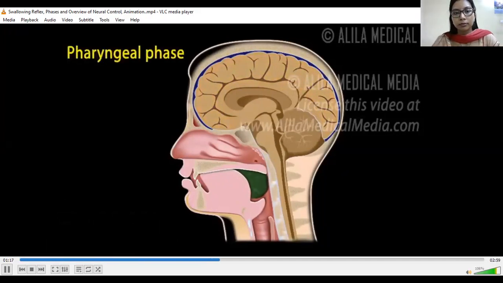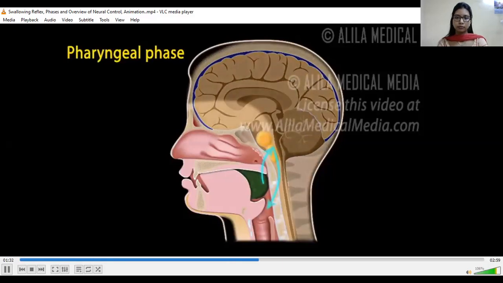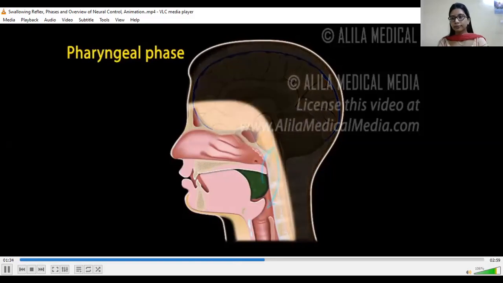Pharyngeal phase starts with stimulation of tactile receptors in the oropharynx by the food bolus. The swallow reflex is initiated and is under involuntary neuromuscular control. The following actions are taken to ensure the passage of food or drink into the esophagus.